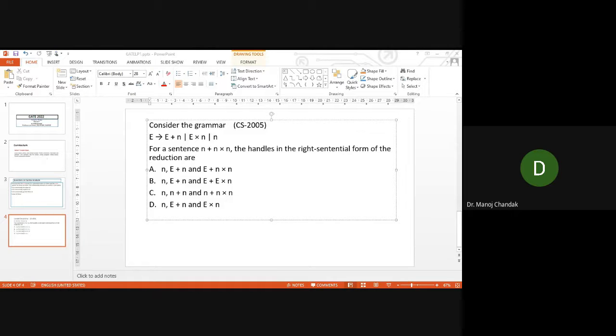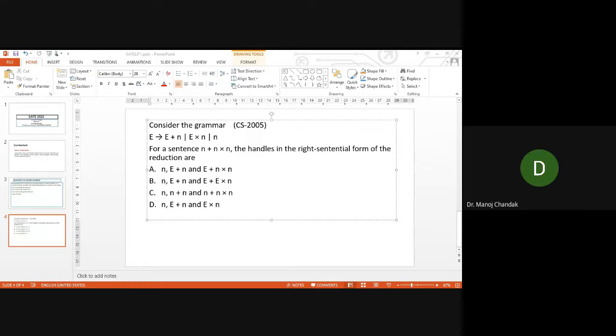In which of the options A, B, C, D do you see that there is a possibility of replacing the available choice with the rule E? Anyone? No answer on the chat. Speak or write something on the chat. Am I audible? Yes, sir. Are you able to see the screen that consider grammar CS 2005? This screen is visible to all?